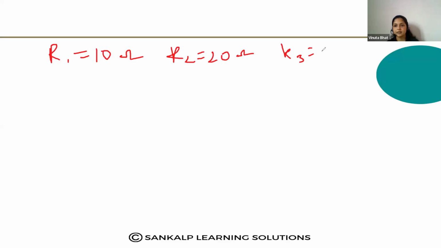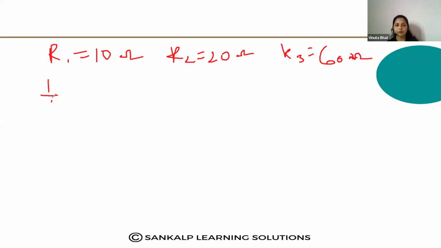What is the value of R1, R2 and R3? R1 is equal to 10 ohm. R2 is equal to 20 ohm. R3 is equal to, what is the value of R3? That is 60 ohm, right? So this is the value of R1, R2 and R3. Here, please find out when they are connected in parallel. So these three resistors are connected in parallel.